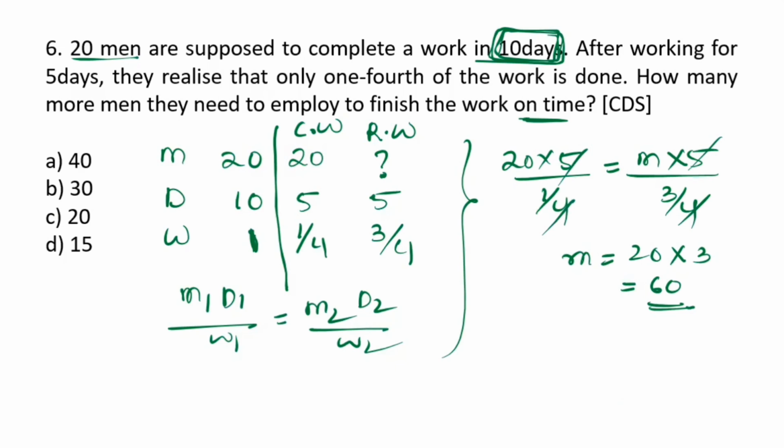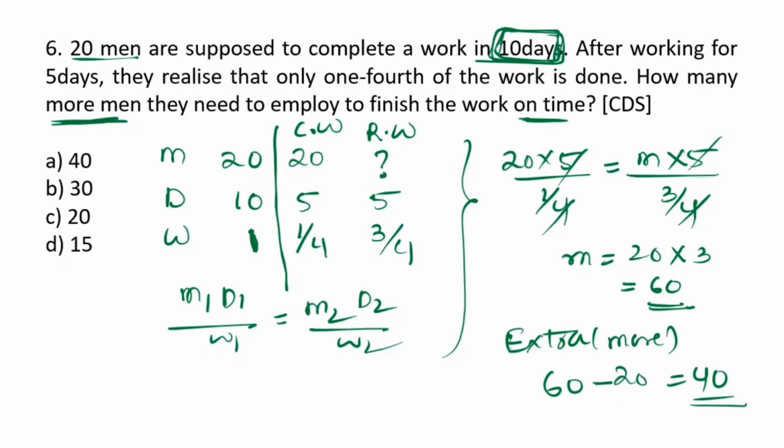Okay, already I have 20. He is asking how many more men. So if I want to find out more men, I have to subtract 60 minus the 20 already there. So I'll get 40 men. So the answer is 40. Okay. Hope you have got the same answer. Let us move to the next question.